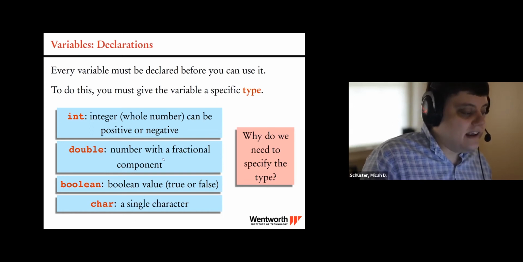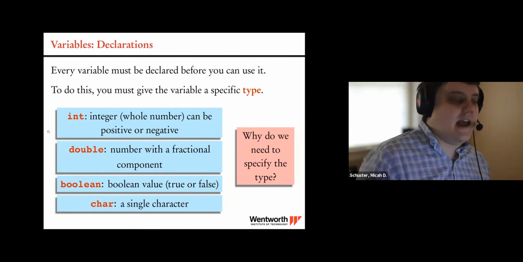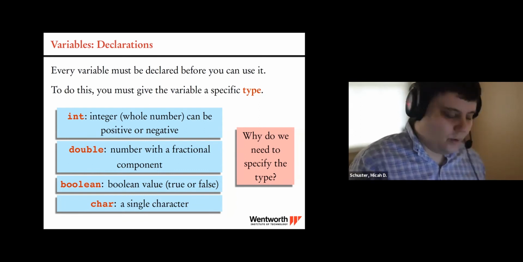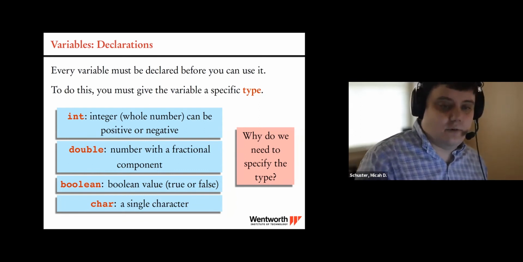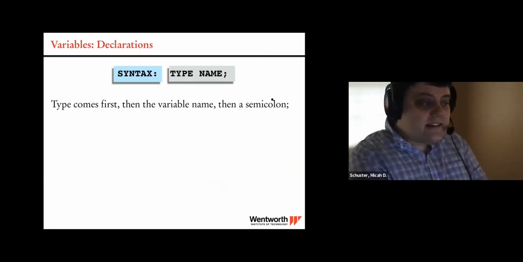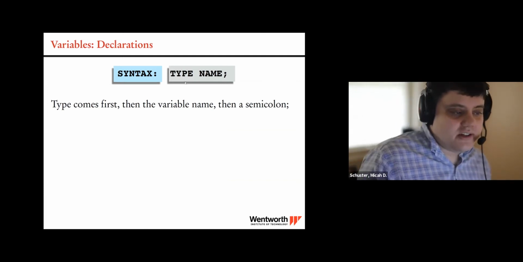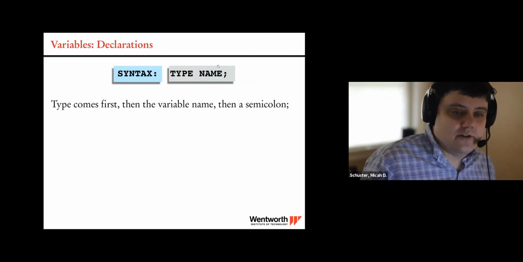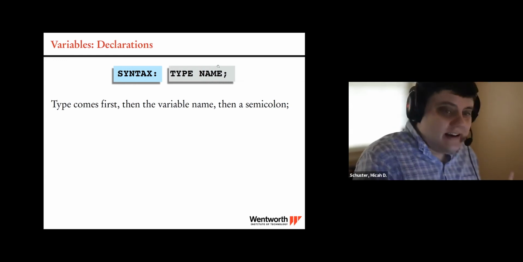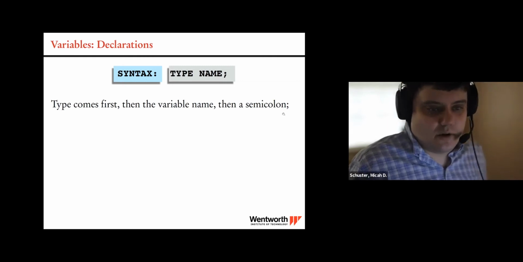So we will be seeing lots of declarations where we say this variable name, whatever you want to call it, x or count or whatever, is an int, or it's a double, or it's a char. So this is the syntax. This is how we actually do it. The type comes first, and then whatever you want to use for the name. Again, we have to follow the naming conventions. But the type's first, then the name, then a semicolon.